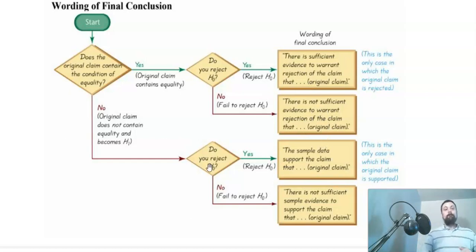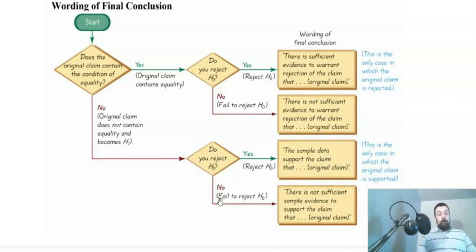That's the script there. If the original claim does not contain equality, that means the claim became the alternative hypothesis. In that case, if we reject the null hypothesis, that means we are accepting the alternative hypothesis as true, which means we would be accepting the claim as true. And that's what this wording says. The sample data support the claim that blank. You fill in the details.